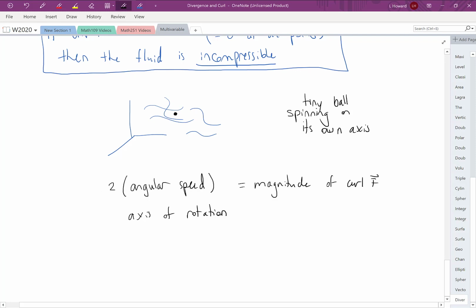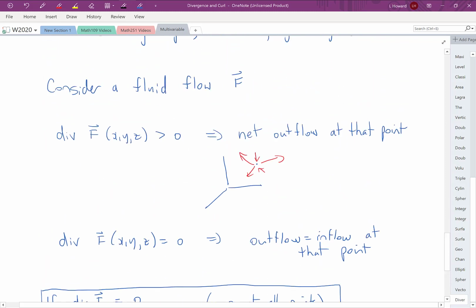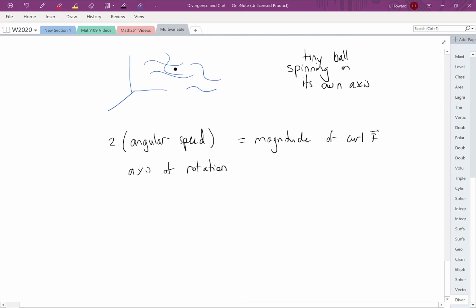In case you're wondering why it's 2 times the angular speed, I'll just give you a really quick explanation for that. So if we scroll back to our curl example, basically when you calculate curl, every time you do that, there are going to be a couple of different terms coming up in each of your vector components. And because there are 2 different terms that are coming up, you're actually getting 2 times the angular speed. So that's just a very rough explanation without going through too much detail as to why you're actually getting double the angular speed. So magnitude of the curl vector, double your angular speed.